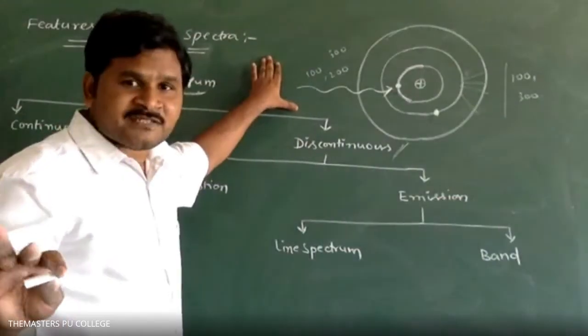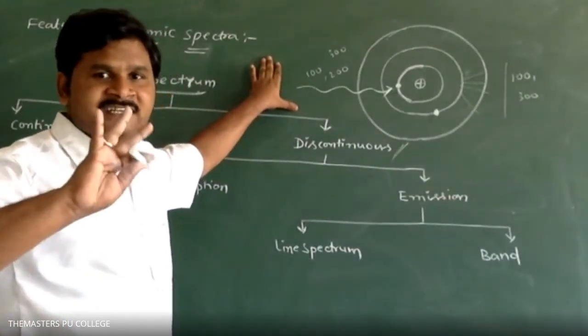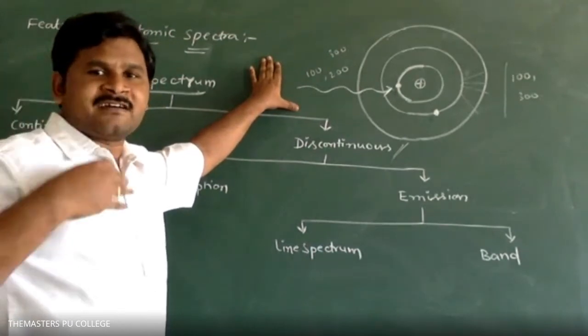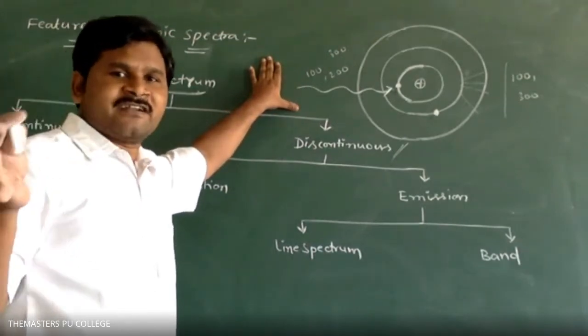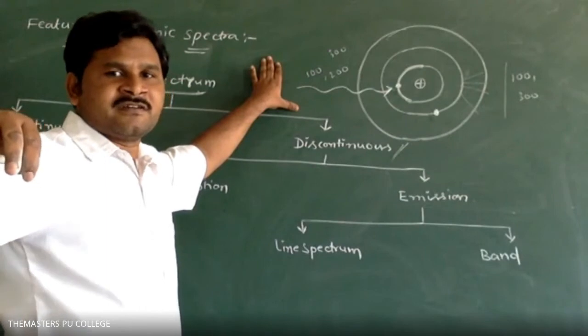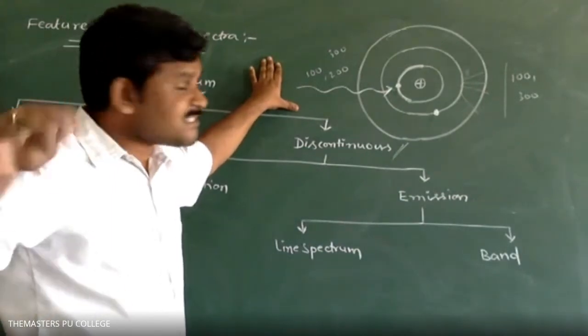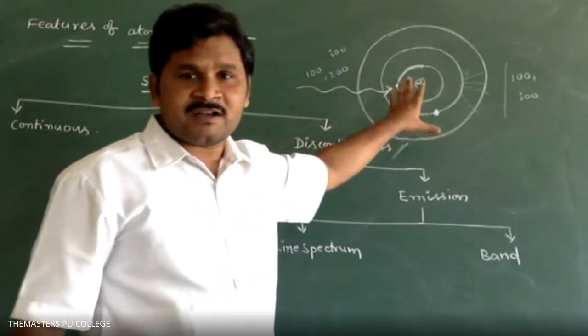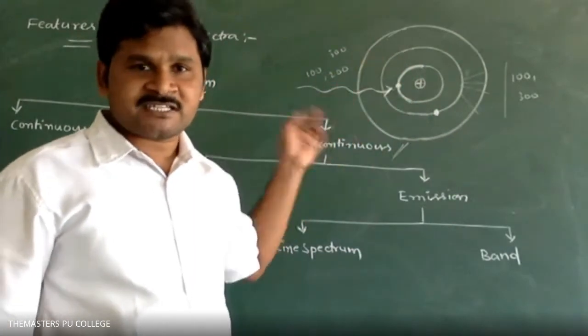Now, are you clear about absorption spectrum? I am passing a certain amount of light, and you get some amount of light outside. If you analyze that light, some wavelengths are missing. Those missing wavelengths are absorbed by the molecule or atom, and this is called an absorption spectrum.